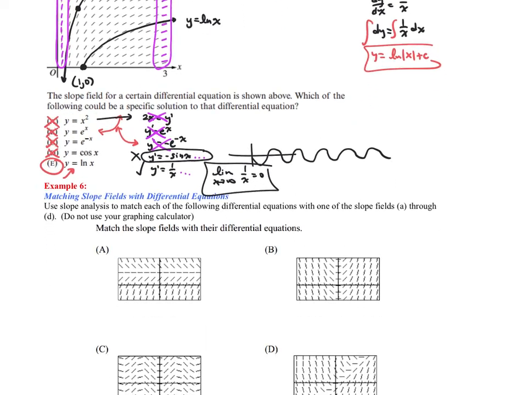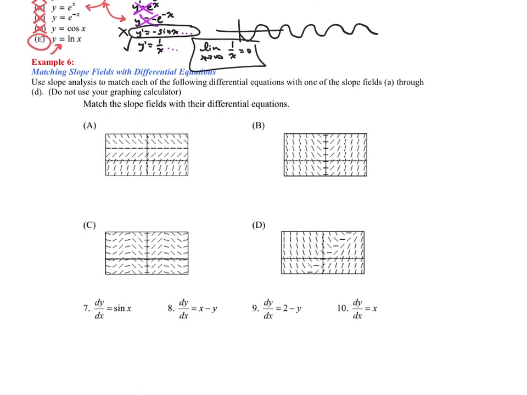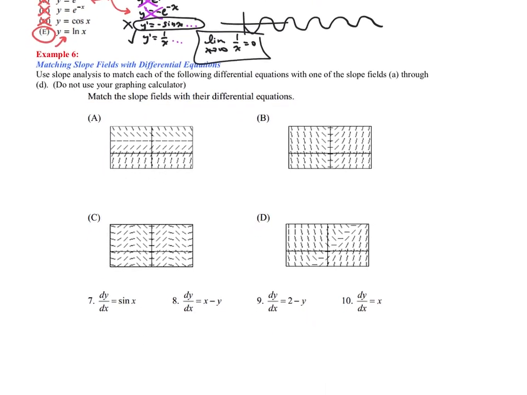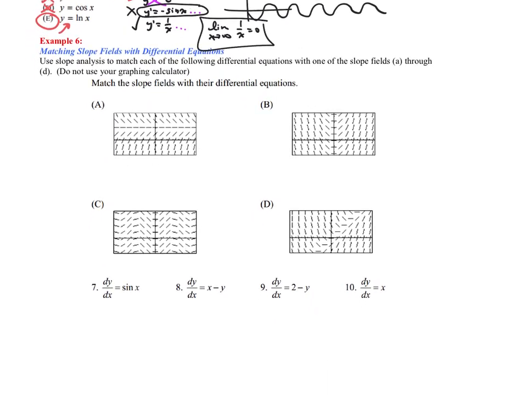All right, let's go down to one more example, example 6 here, and then we'll call it a day. I think that's it for this note set. Matching slope fields with differential equations. You can pause the video. I'm going to go through a couple null-cline, isocline options here and match these up. So use slope analysis to match each of the following differential equations with one of the slope fields. Do not use your graphing calculator.